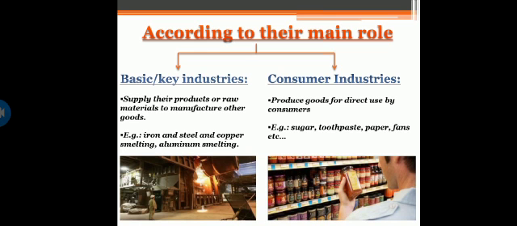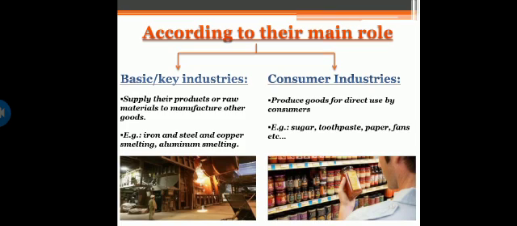According to their main role, they are categorized into basic or key industries and consumer industries. So what are basic industries? These supply their products or raw materials to manufacture other goods. For example, iron and steel, copper smelting, aluminum smelting. Iron and steel are used to manufacture different products, so these are called basic or key industries. I mean to say, the steel, once it goes out from the factory, is used to manufacture another product. For example, once steel is manufactured, it goes to the Godrej showroom where they manufacture cupboards.